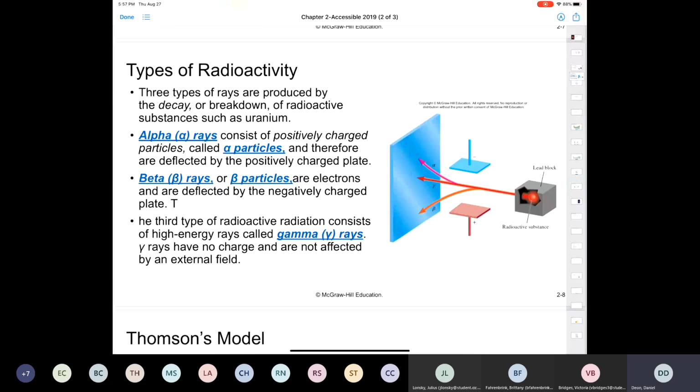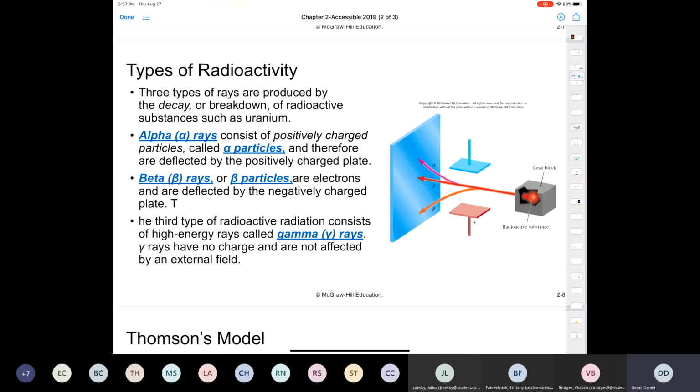And there's different types of radiation. We can have electromagnetic radiation, like radio waves, infrared, gamma rays, and so on and so forth. And we can have particle radiation. And so the three types of rays are produced by the decay or breakdown of a radioactive substance such as uranium.